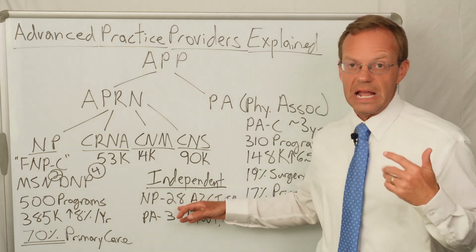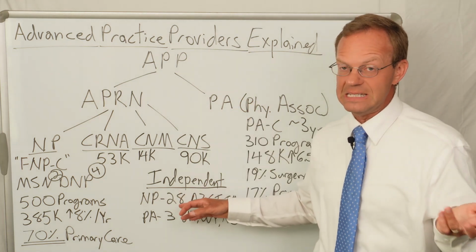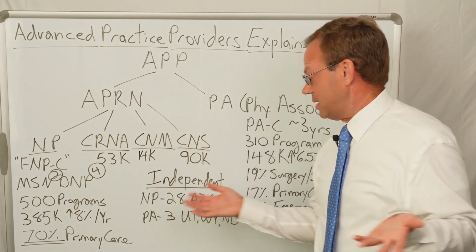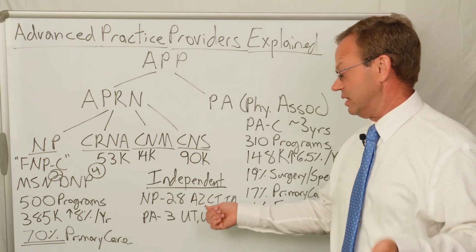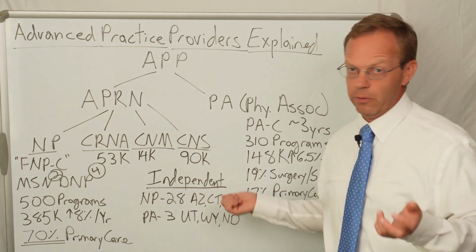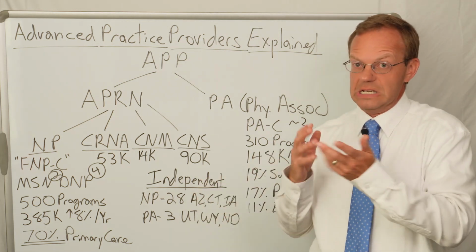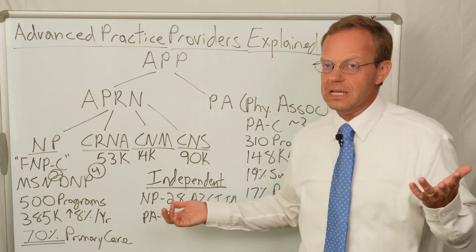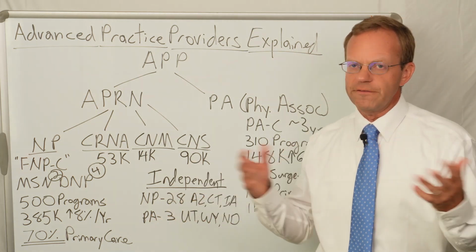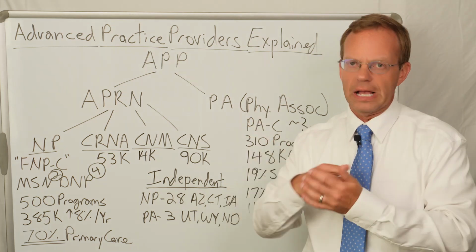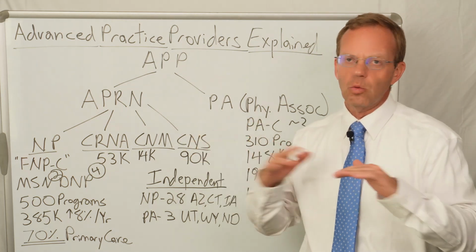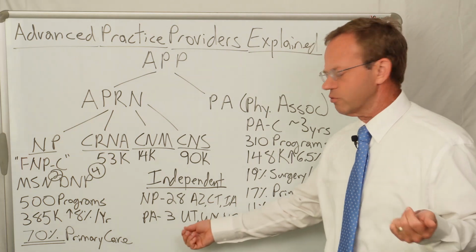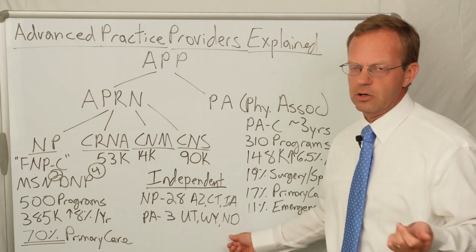And those 28 states, in other words, more than half the states in America, have nurse practitioners that can be independent, and they range from Arizona in the Southwest to Connecticut in the Northeast to Iowa in the middle of America. Okay, so it's all over the place. Next, for physician associates, it's much less so. There's only 3 states where a physician associate can hang a shingle and completely practice independently with no physician supervision. And those 3 states are Utah, Wyoming, and North Dakota.